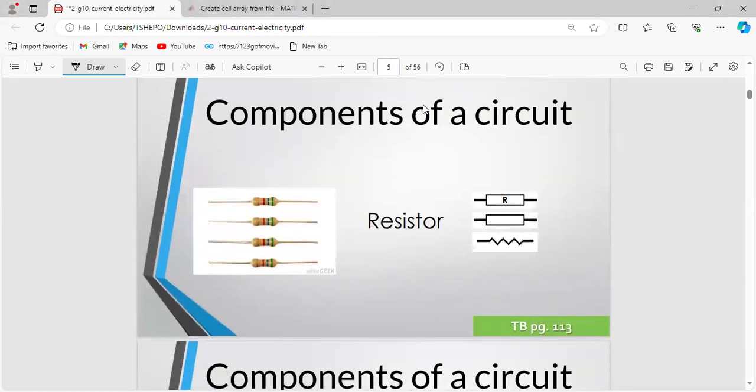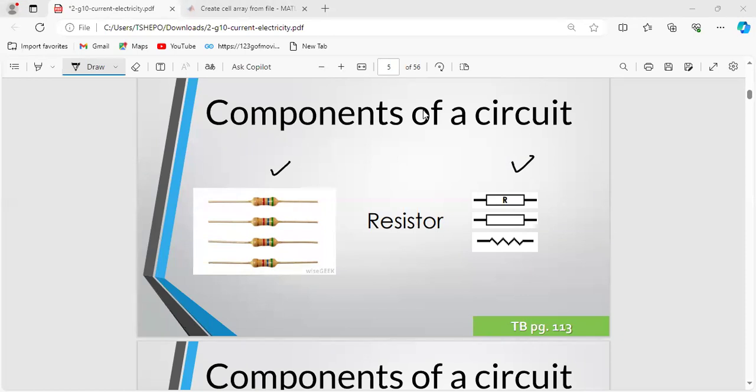Now, another component of a circuit is the resistor, okay? This is a real diagram of how a resistor is actually supposed to look like, and here is a schematic diagram of how we draw resistors. For example, if I ask you to draw a circuit that has a resistor in it, you won't be able to draw this.